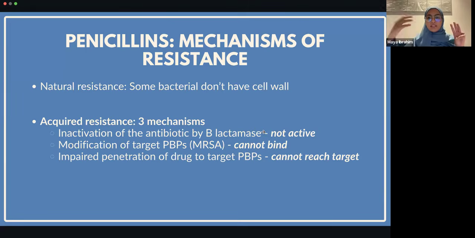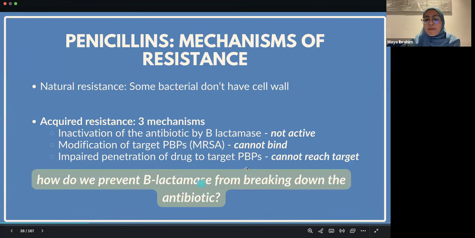So the way a bacteria can be resistant to an antibiotic is natural resistance. Some of them don't have a cell wall, so you can't inhibit cell wall synthesis if it's not there. And acquired resistance is the 3 mechanisms: inactivation of the antibiotic, so it's not active; modification of the target, which is the receptor, so it can't bind; impaired penetration of the drug, so it can't reach the target. So it really targets those 3 main points. If you remember those 3 main points, you can remember how acquired resistance works.